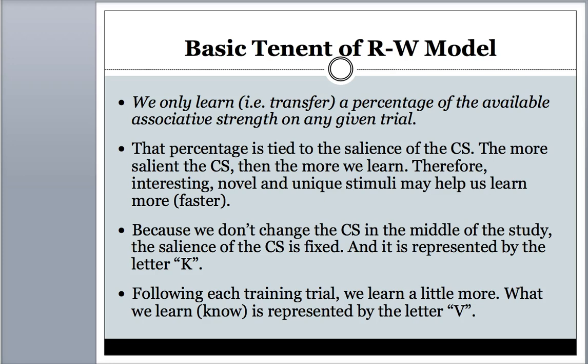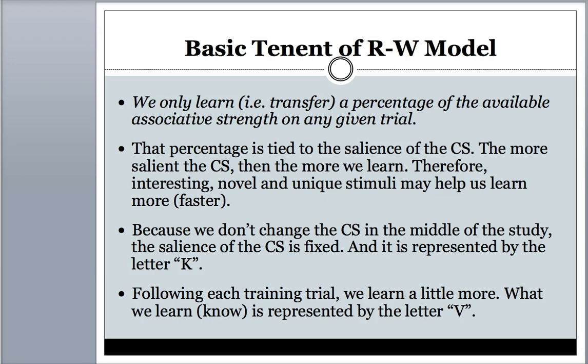So if the dog has never heard the bell before, and the bell is loud and clear, they're going to learn that. It's going to be a large percentage, and they're going to learn a lot on the first trial, so they might learn maybe 25% of the total associative strength available. But if it's a very quiet stimulus, something that you've heard many times, it's not very noticeable, it's not very meaningful to you, maybe you've habituated to it, so it's just not very salient, that percentage is going to be very small. Maybe you only learn 5% on each trial.